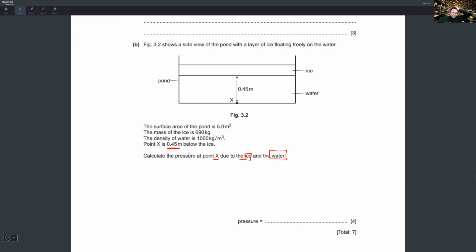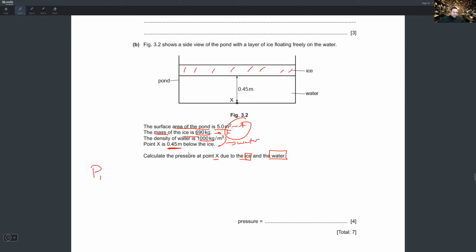Both. So how many pressures am I working out here? Two. The ice is a solid. And what has he given me? He's giving me the mass of the ice, which I can use to get weight or force. He's giving me the area of the pond, which is the ice. So using force and area, I can get the pressure of the ice. He also gave me the density of the water and the depth. So from those I can get the pressure of the liquid, which is the water.